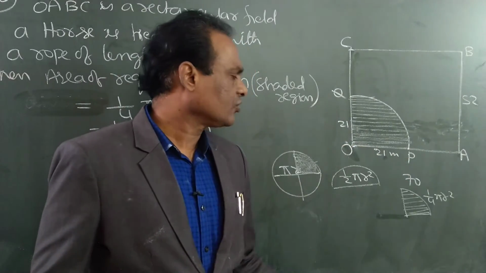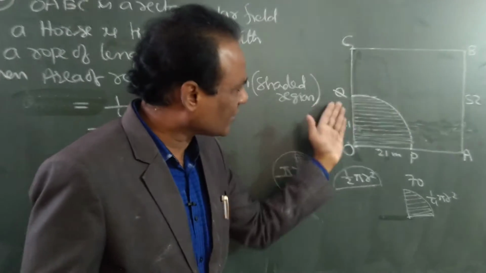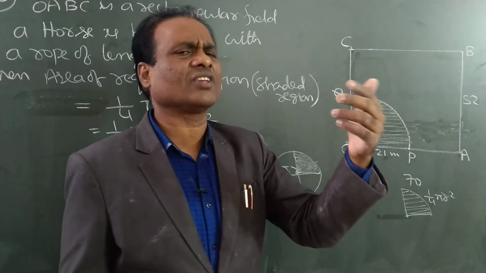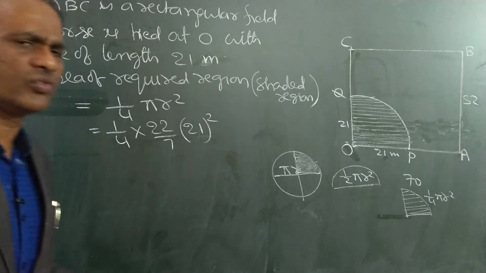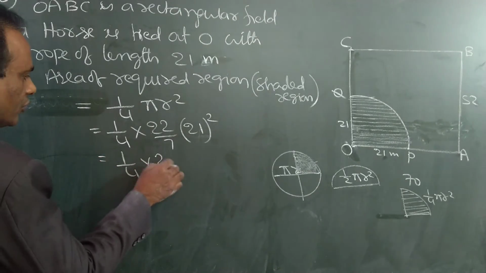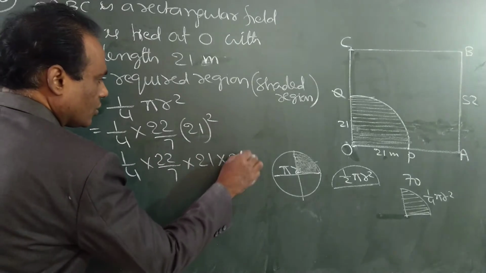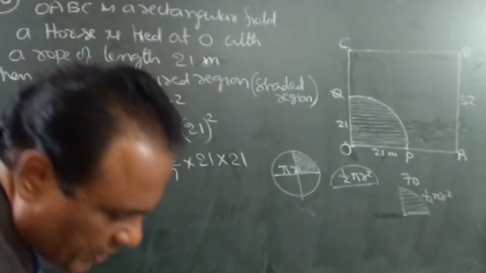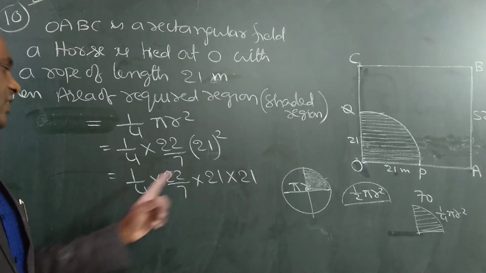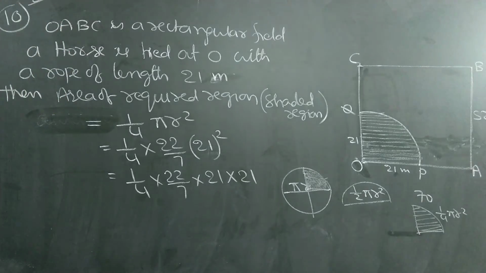See, the radius is 21, so there is no use of 70 and 52. We are not using them here because we have to find this area. They are just given like that, so no use of it. 1 by 4, 22 by 7, 21 square is 21 into 21. Do the simplification. Cancel the 7 3s, the 2 2s, and write down.